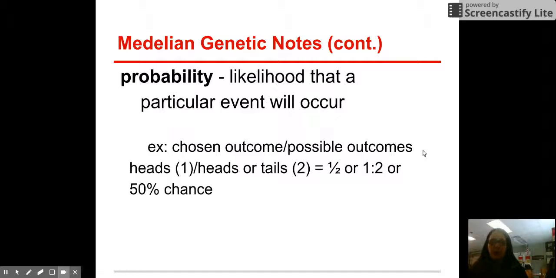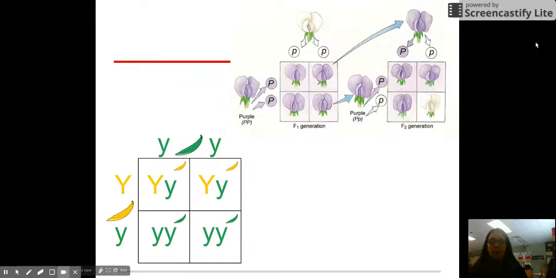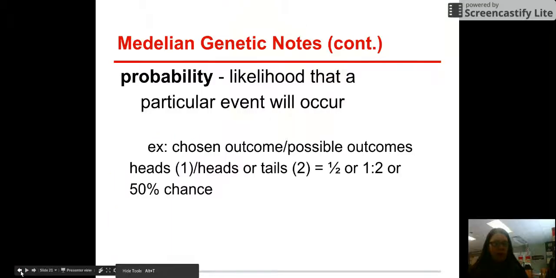Probability. Just a reminder, you guys, of what probability is. Remember, probability is the likelihood that something's going to happen. I can't even tell you how many times people forget that a Punnett square does not show you exactly what's happening. It shows you the probability of what's going to happen, okay? All right. Sorry, let me head back to this real quick. Shows you the probability, not exactly what's going to happen.